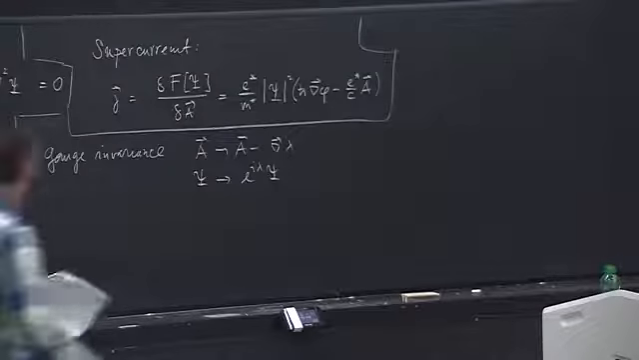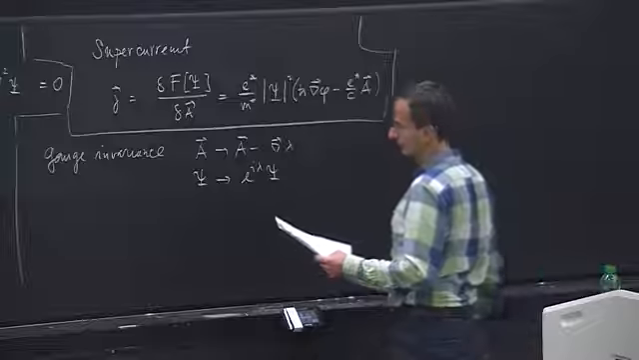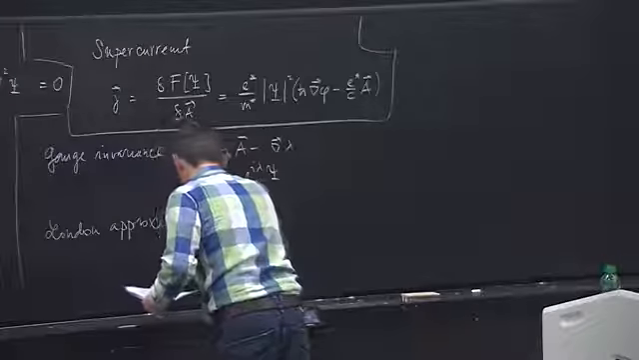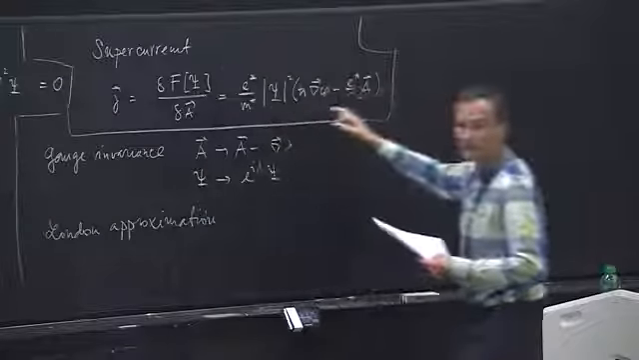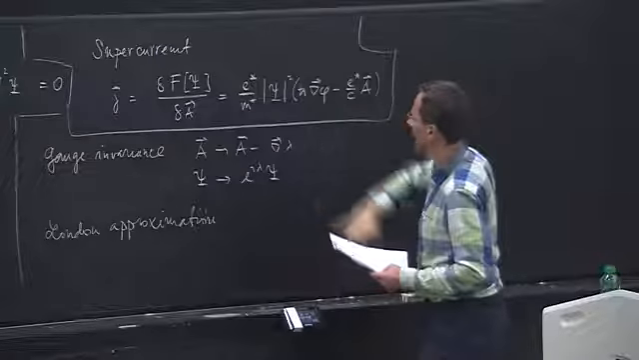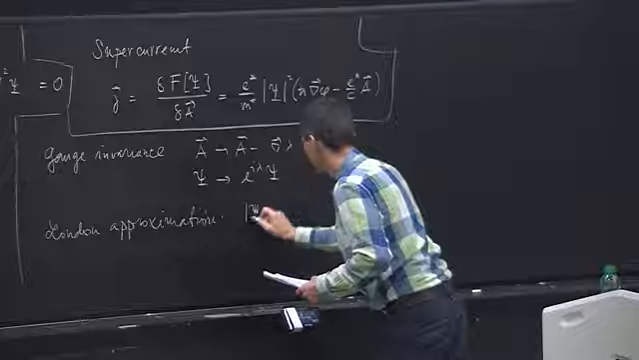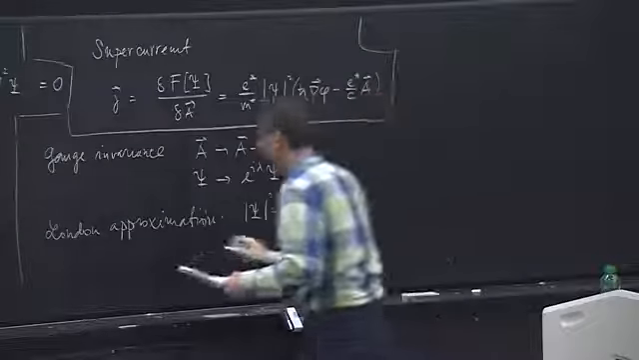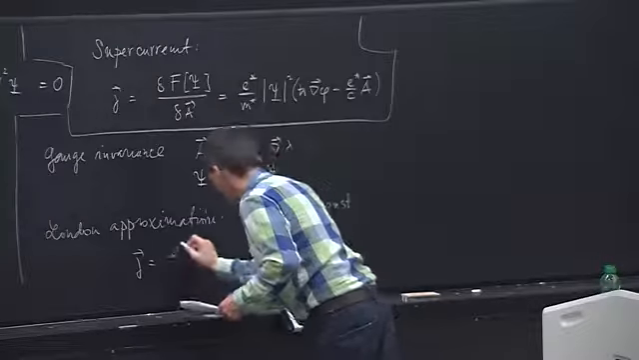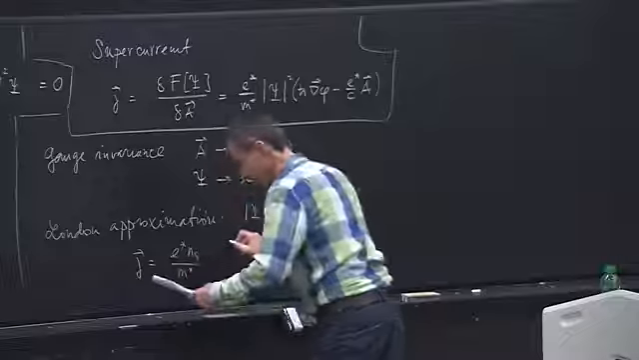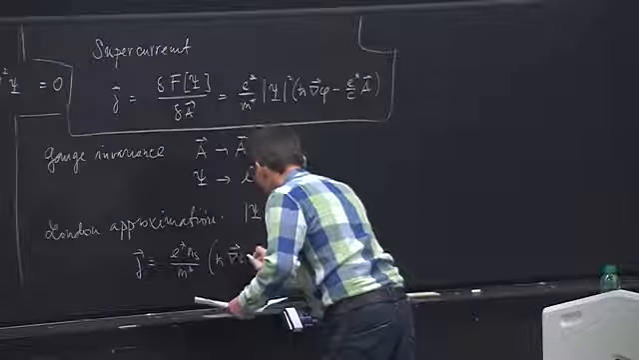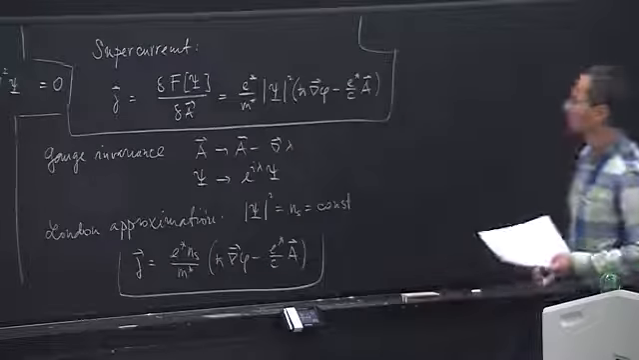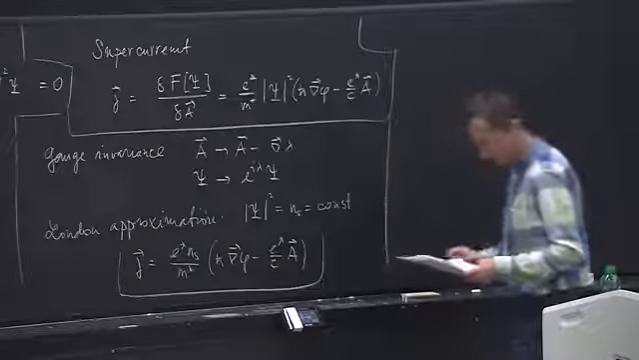What we will further do to simplify things, we will use the so-called London approximation, where we take this equation, but we just disregard any variations in this psi. So the London approximation consists of replacing |psi|^2 by ns, which we take to be constant. So in the London approximation, J is simply e* ns divided by m* times (hbar gradient phi minus e*/c A).